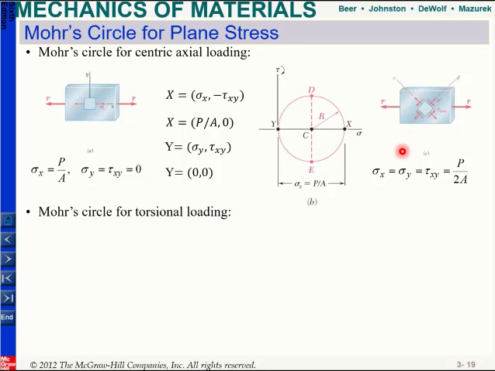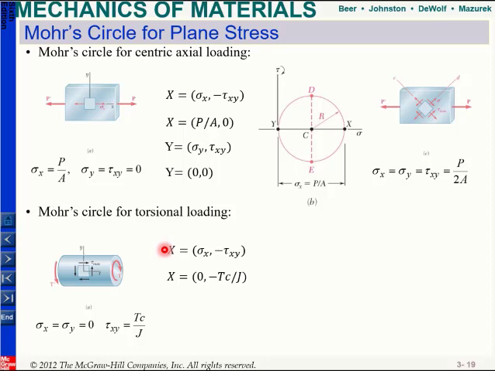And then let's also look at torsion. If you have a member and you apply torsion, it only creates shear stress, and the maximum shear stress is given by Tc over J. In this case there is no normal stress, so your sigma x and sigma y are both equal to 0. Which means that your point x is 0 and minus Tc over J, and your point y is 0 and Tc over J.